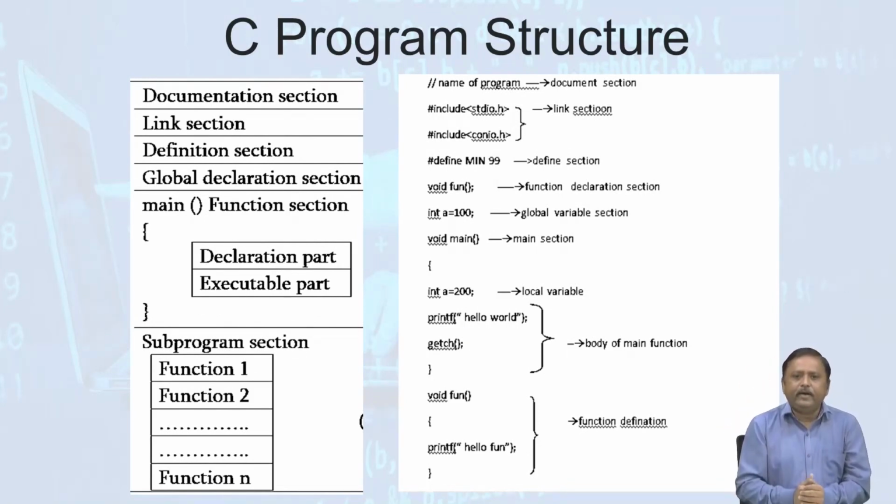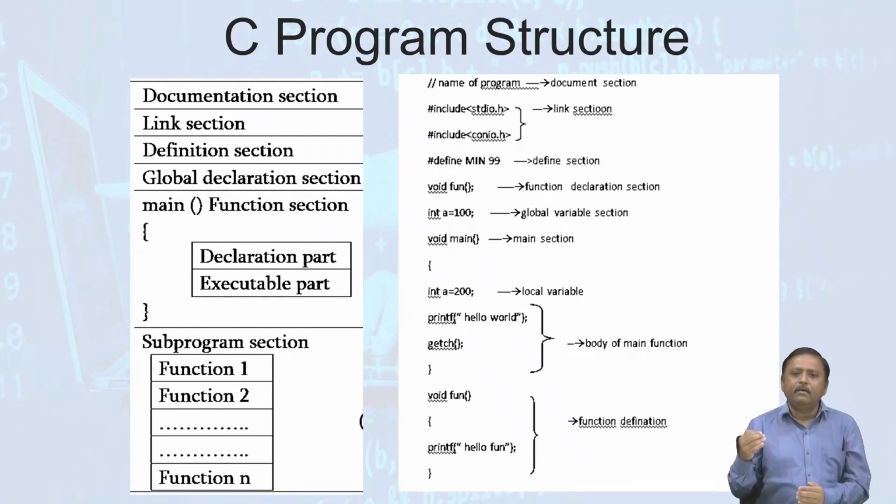The next statement defines one constant in capital letters, MIN, and its value is 99. So, wherever you use MIN, it represents the value 99. This is an example of the define section where we can generally define constants. Then you can declare other functions in the function declaration statement, and you can also declare some global variable like integer a is equal to 100, shown on the screen.